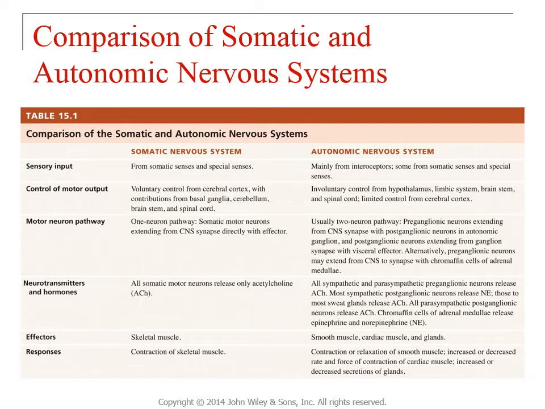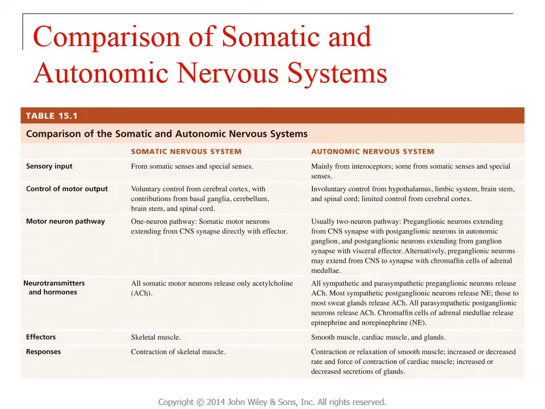As far as motor neuron pathways, for somatic, it's going to be a one neuron pathway. Somatic motor neurons will come from the CNS and go right to the effector. For the autonomic nervous system, it's going to be a two neuron pathway, so you have a preganglionic and postganglionic neuron. Very simply, the effectors will be a little different. The effectors in this case will be smooth muscle, cardiac muscle, and glands, whereas somatic nervous system will be skeletal muscle only.